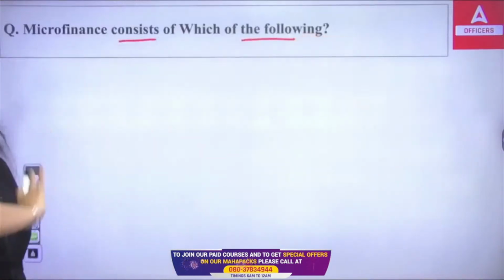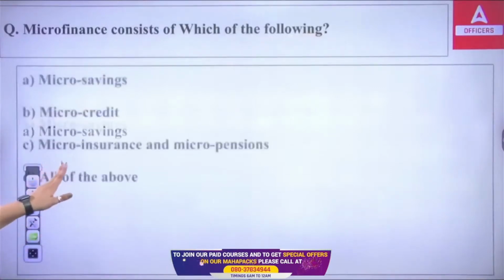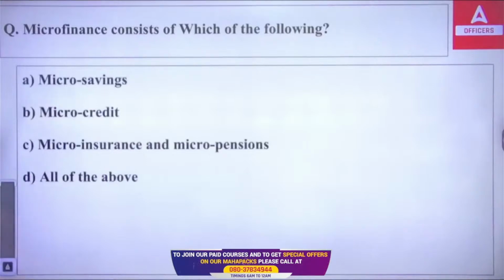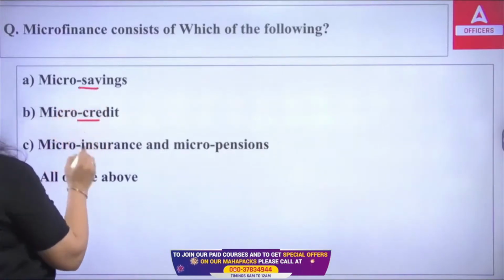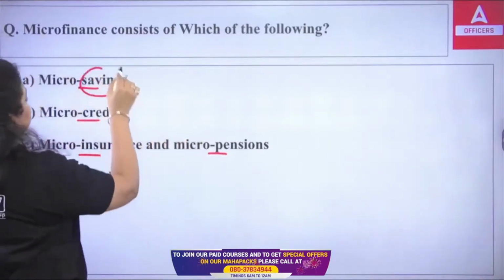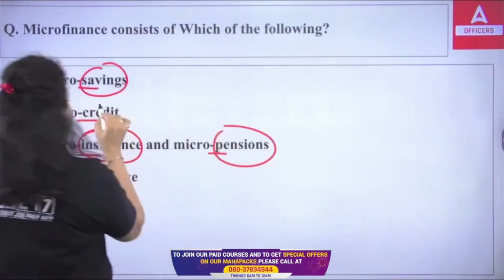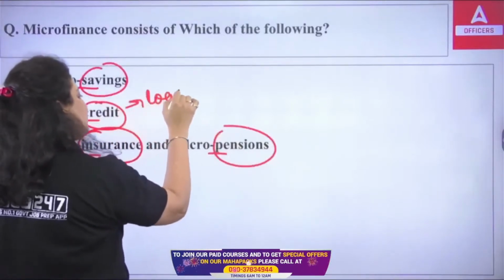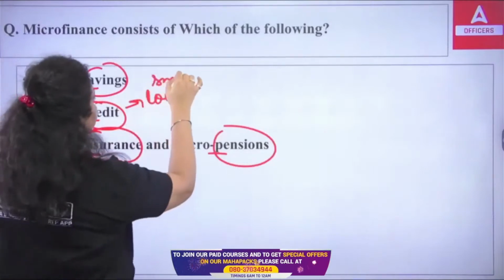Now, microfinance consists of which of the following? I have just answered this particular question already. So let me know which of the following products will be part of microfinance. First we have micro savings, micro credit, micro insurance, micro pension, or all of the above. Microfinance simply means the financial or money-related services you are providing, but you are providing micro services. So it will be micro savings, micro insurance, micro pension, and micro credit. Micro credit means the loan facility, small loans you are providing.